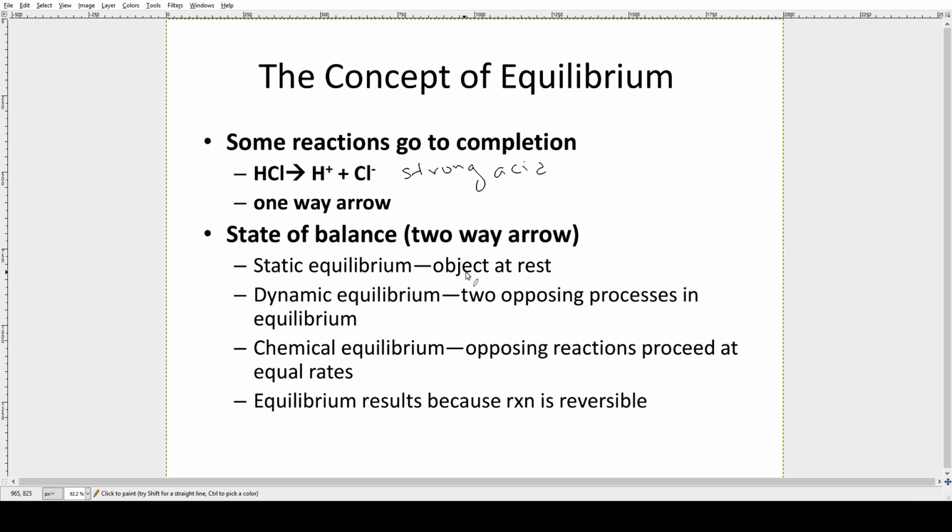Static equilibrium, you have an object at rest, things aren't changing. So you could think of this as like a person balancing on a tightrope. They are standing up there, they are balancing, they're not moving, things are not changing, object at rest.